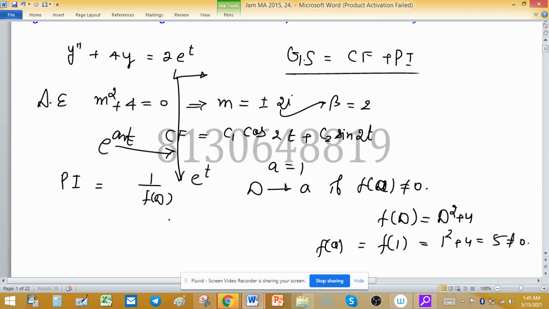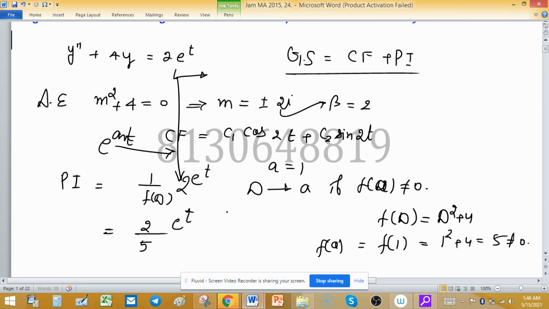So you can replace it, and the 2 is also in the right hand side. So 2 upon f(a), which is 5, times e raised to the power t. This is our particular integral.